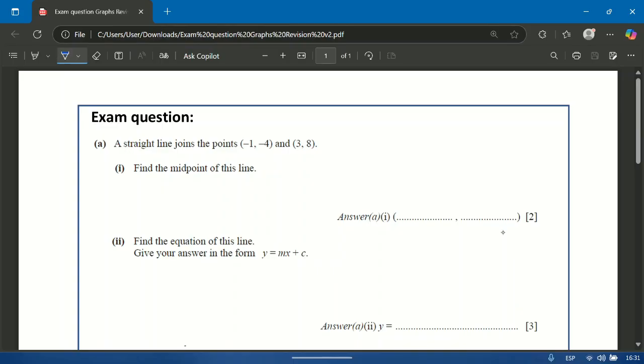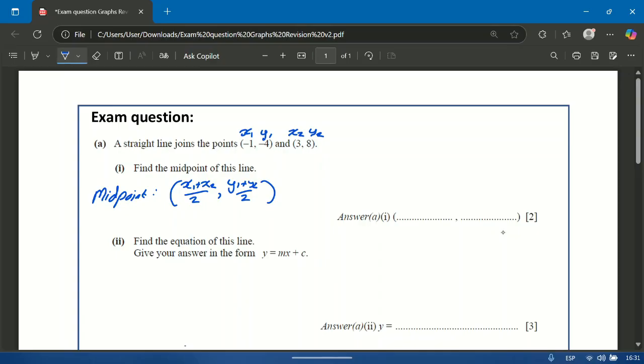Remember the formula for the midpoint. You need to memorize this. A point is a coordinate point, so it's got 2 brackets and a comma. You have to add together the 2 x coordinates and divide it by 2, and you have to add together the 2 y coordinates and divide it by 2. So let's label these. This is the first x coordinate and this is the second x coordinate. This is the first y coordinate and the second y coordinate.